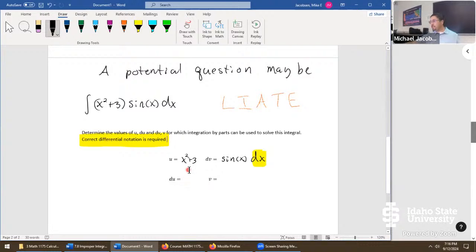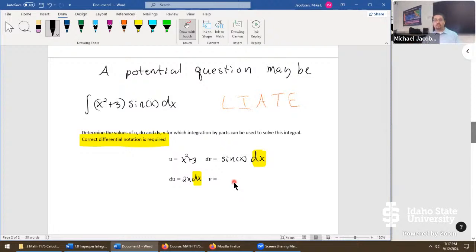Then when we go down a line, the differential of u equals x squared plus 3 is du equals 2x dx. And it's easy to miss that dx. I wasn't super picky on the homework assignment, but here on the partial concept question, this is our chance to just get it down right. So we would need the dx.